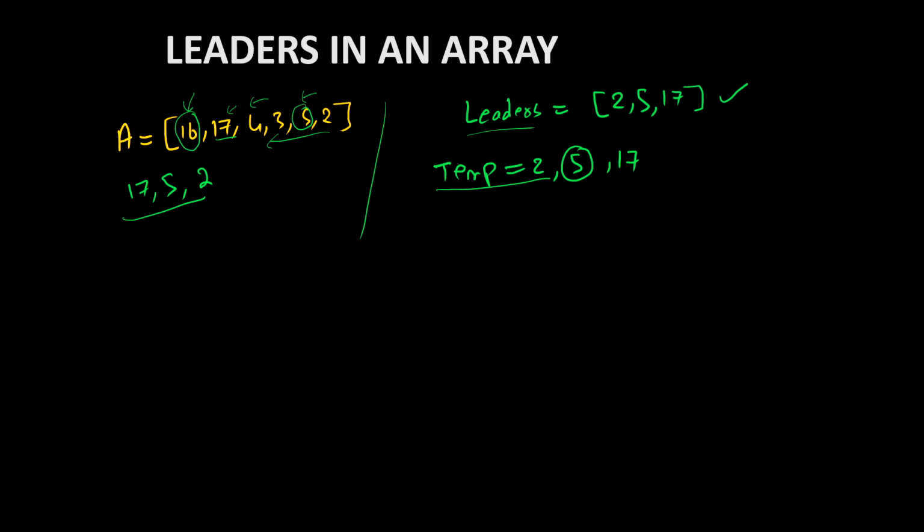The only difference is that this is in descending order, because we collected the elements from the right side. But in the output, we need the elements from the left side. So we reverse this list and return it from the function. After reversing, we get 17, 5, 2. This will be our final output to the question.